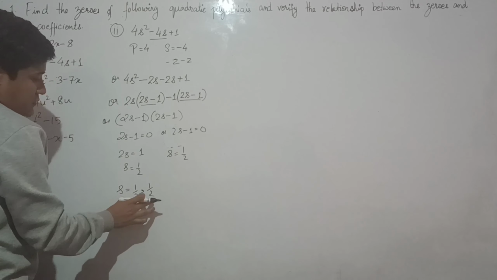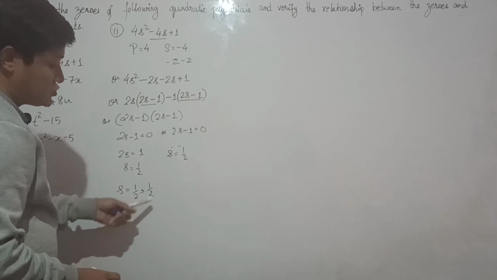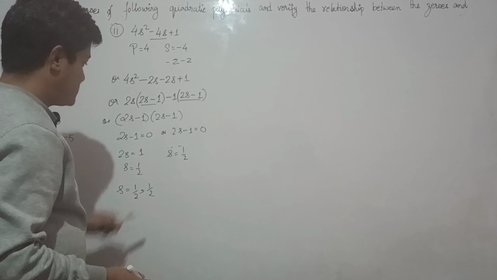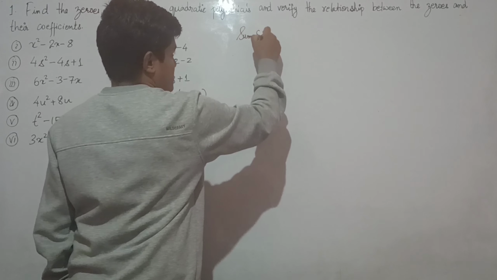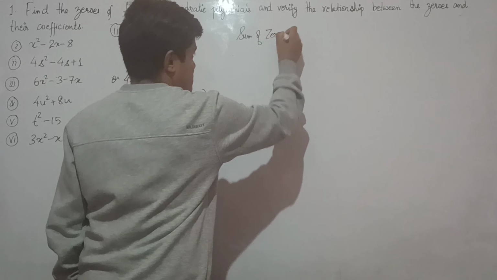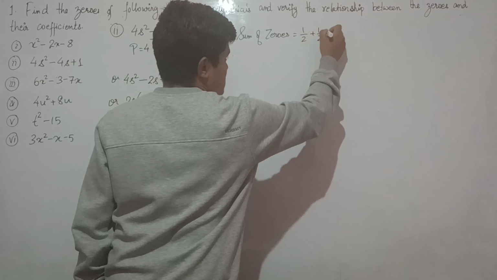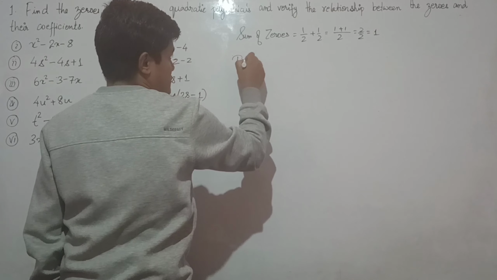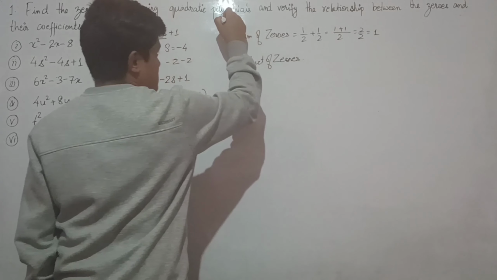Now sum of zeros and product of zeros, we add and check with the formula. If it is verified, it is true, so that is the verification. Sum of zeros: calculate, the zeros are these two values, we need to add them, 1 by 2 plus 1 by 2 equals to 2 by 2, which is 1. Then product of zeros. So this is verification.